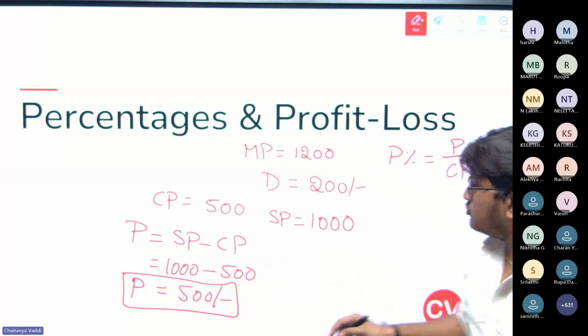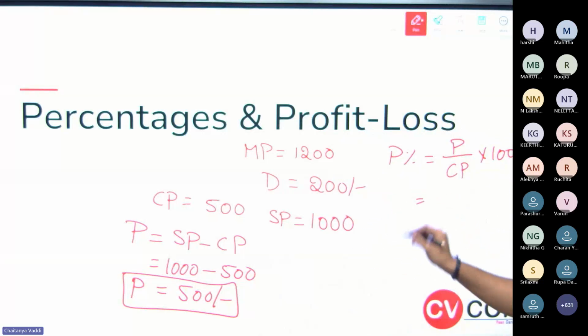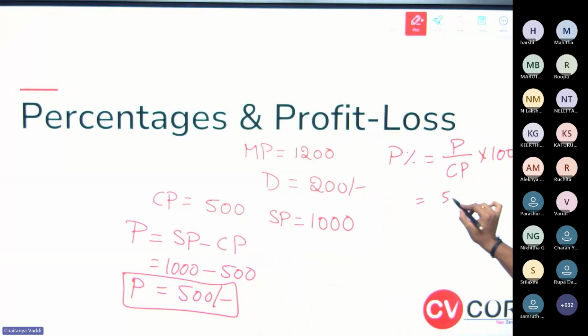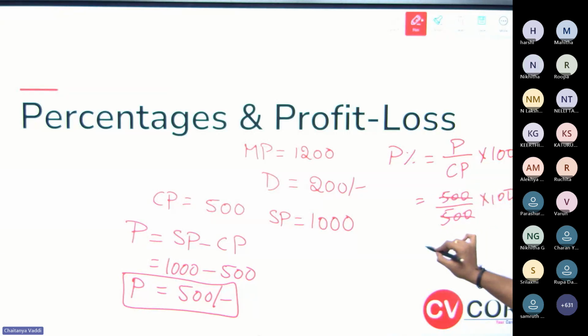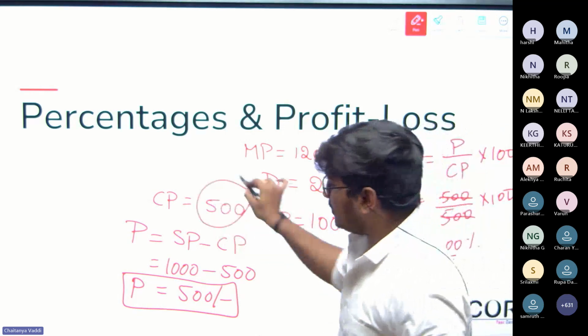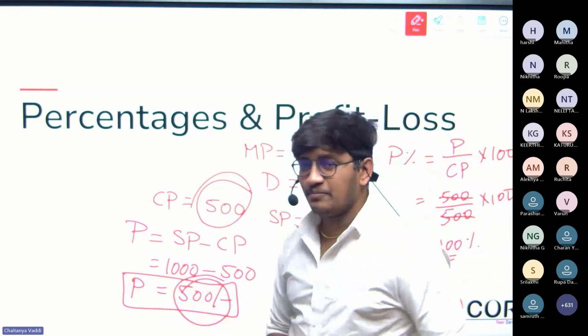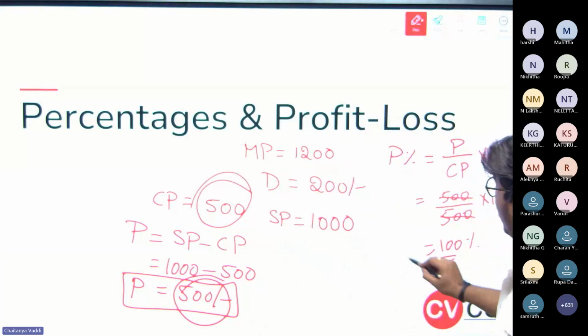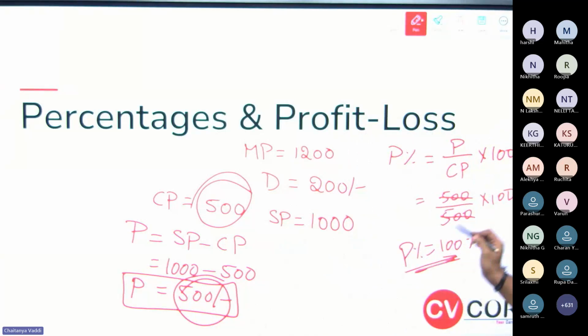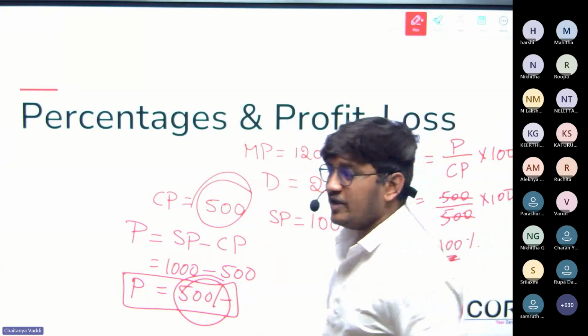So now substitute the values here. Profit percentage: how much profit was given here? 500 rupees profit I got, by cost price, again 500 rupees, into 100. So 500 will get cancelled. Profit is 100%. I invested 500 rupees, and I got 500 rupees again as profit. So 100% is my profit percentage.